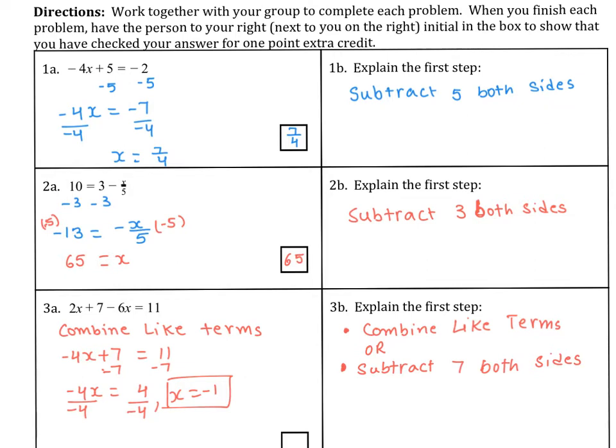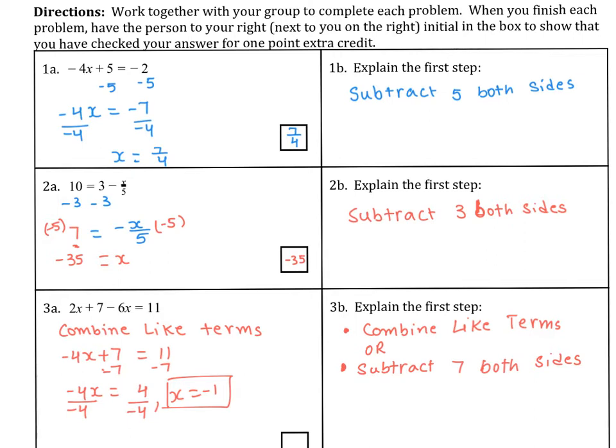For number 2a, you're going to subtract 3 on both sides. So 10 minus 3 is 7, and you're going to now multiply negative 5 on both sides. So negative 5 times 7 is negative 35, and 5 and 5 cancel here, negative and negative cancel. You're going to get x equals negative 35. So negative 35 is your answer. The first step for you, since you're going to isolate the x term, is to subtract 3 on both sides.